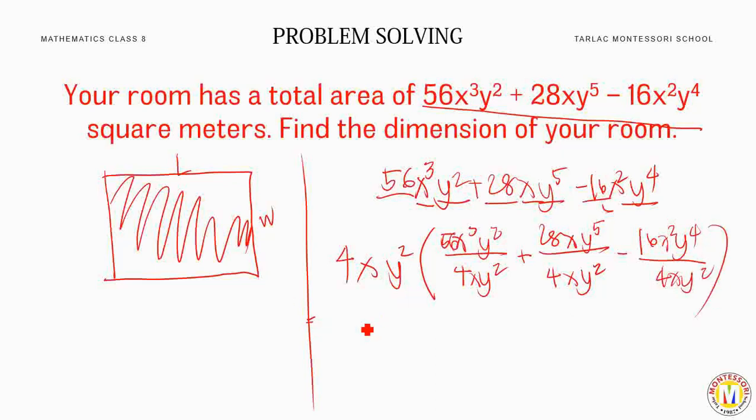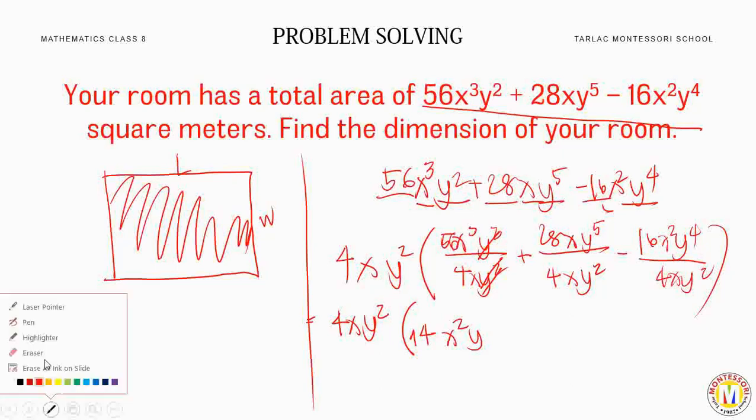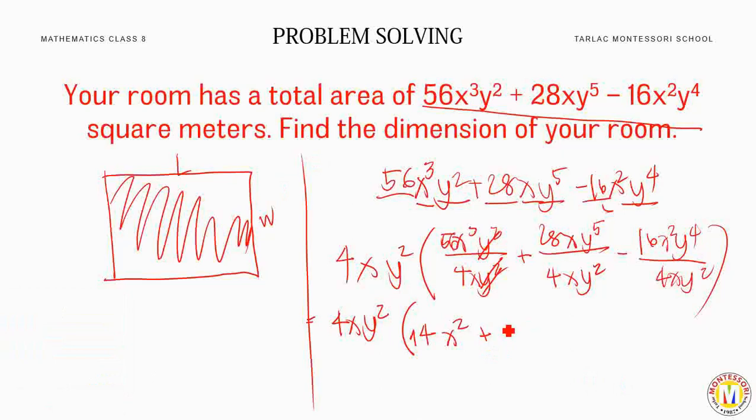So simplifying this further, we'll be left with 4xy squared. 56 divided by 4, this would be what? 14, right? 14x squared y, I'm sorry, we have here y squared, so we should not include y anymore. So let me just erase. So we'll be left with 14x squared on the first term plus, this is 7, x will be cancelled, y raised to 3. On the other hand, we have negative 4xy squared.